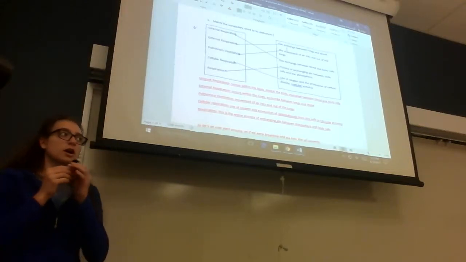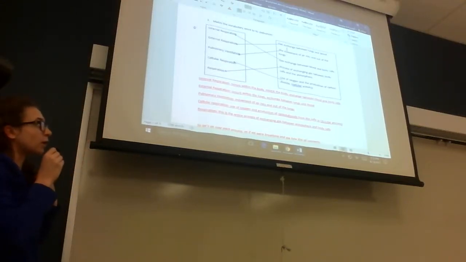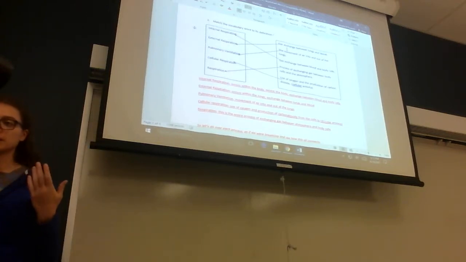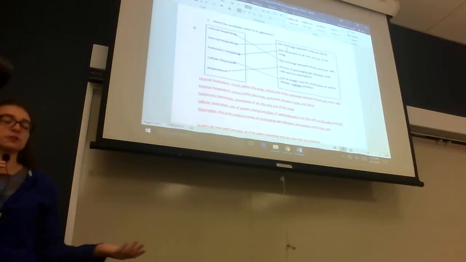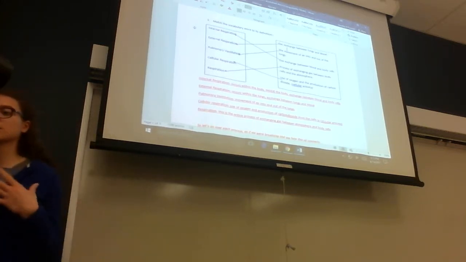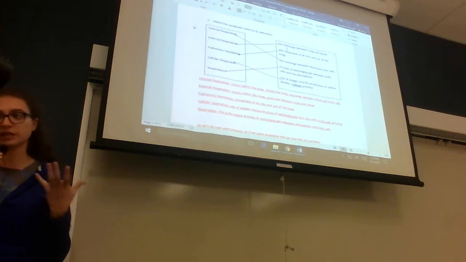So we're going to be reviewing worksheet number 1, and it starts out with some vocabulary. The first term is internal respiration, then we have external respiration, pulmonary ventilation, cellular respiration, and regular just respiration.